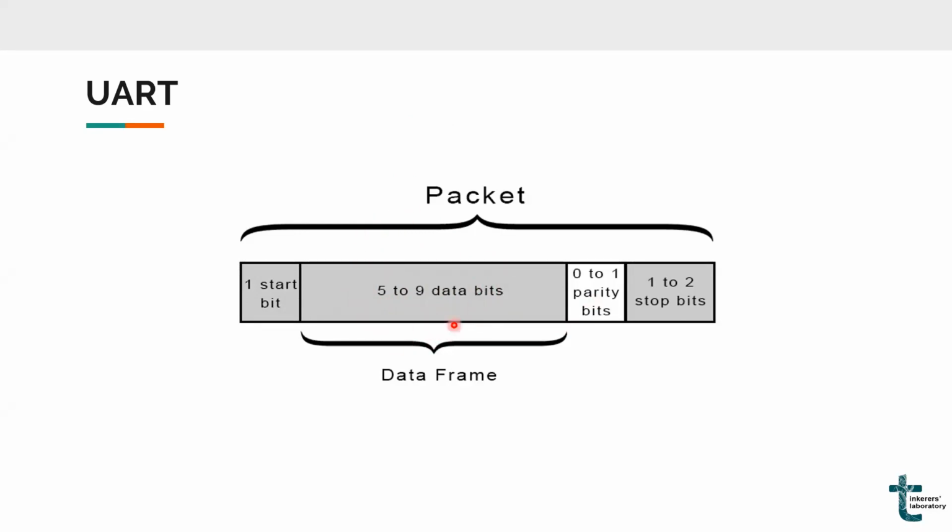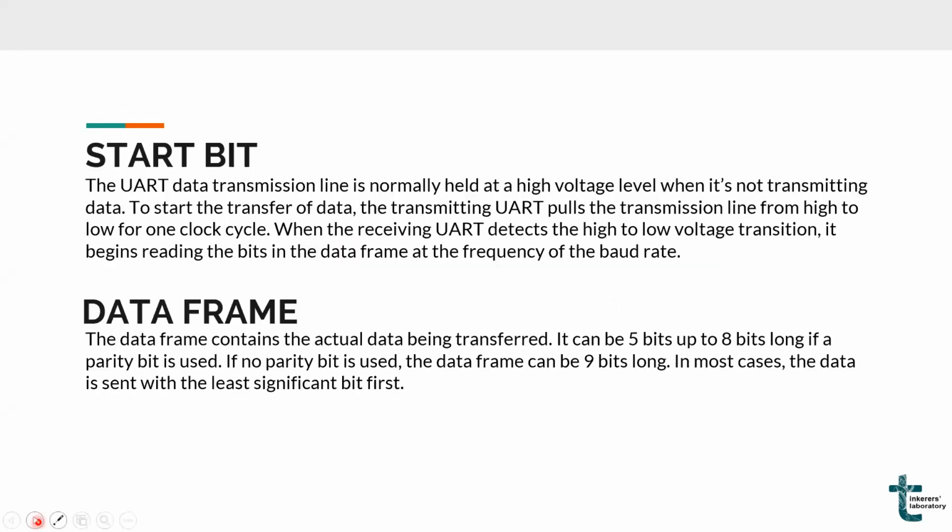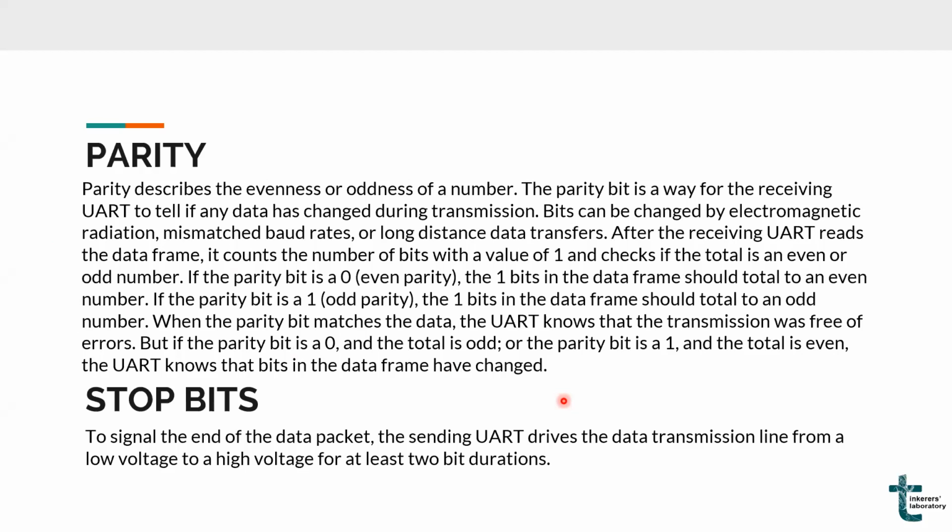So 5 to 9 data bits can be used. For the start bit, usually the transmission line, the TX line, is normally held at a high voltage level. When the transfer starts, for one clock cycle the transmission line goes low, and the receiving UART device knows that a transmission has started and starts its processing. So the data frame can be 5 to 8 bits long if parity is used. If no parity is used, it can be 9 bits long.